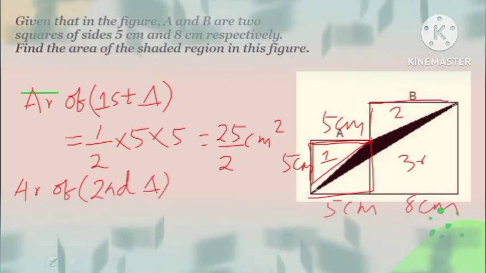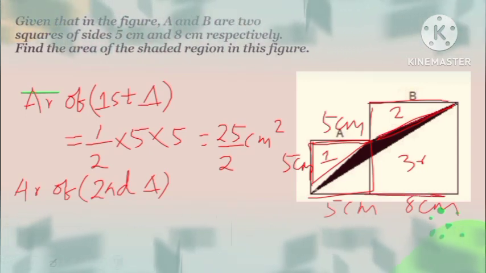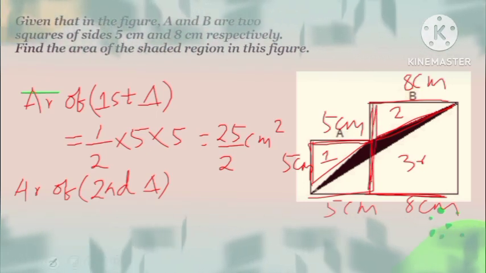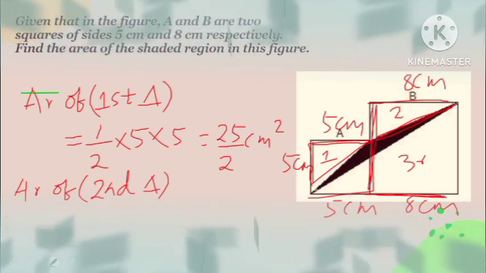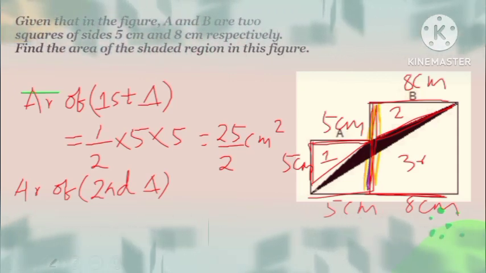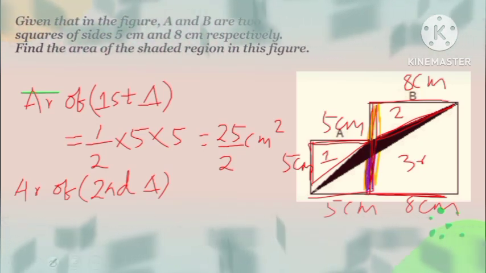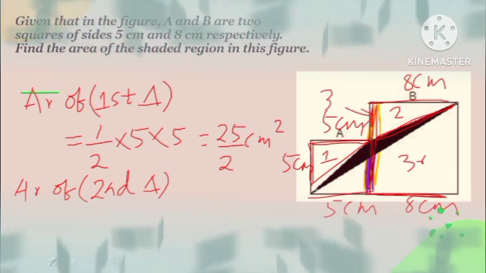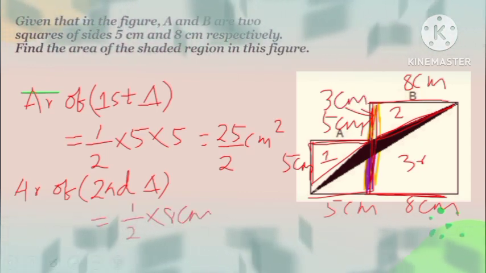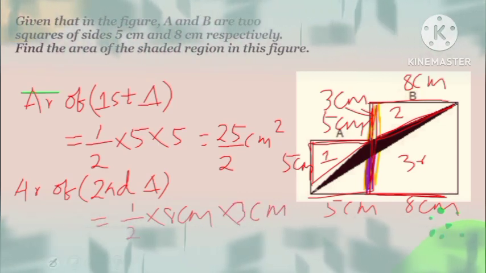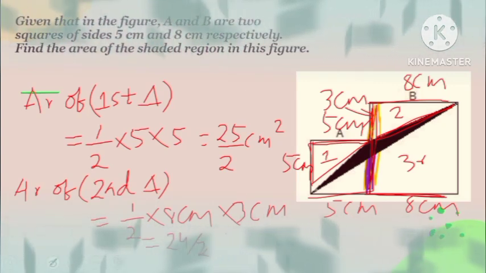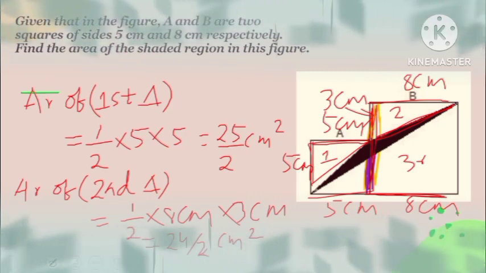In the same way, the area of the second triangle. Second triangle means this triangle. Since this side is 8 cm, this length will be 8 cm, and see here, this total length is 8 cm. Out of that, you can see this portion is 5 cm, so the remaining will be 3 cm. So this is 3 cm. The area will be half into base 8 cm into height 3 cm, so the area will be 24 by 2 cm square.